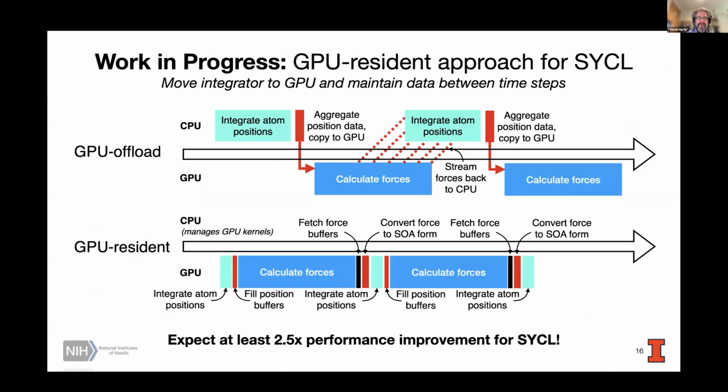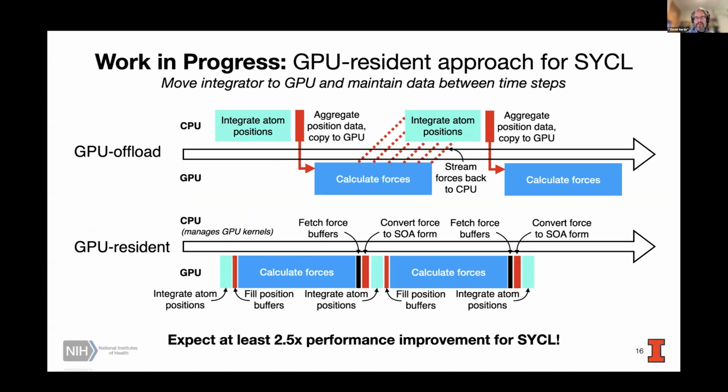And that's what we've already done with our NVIDIA support. The release of NAMD 3 last summer introduced a GPU resident approach. With GPU offload, you're using the GPU as a coprocessor where it really doesn't know anything about the simulation. The host is basically just sending it positions at each time step, and the GPU calculates forces and sends them back.